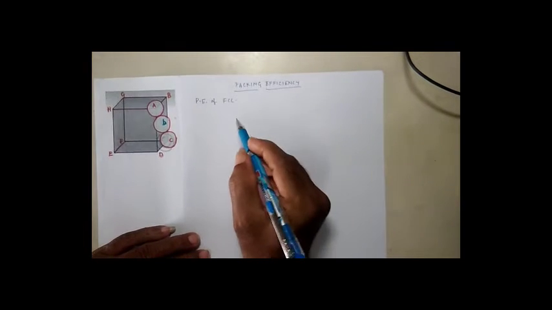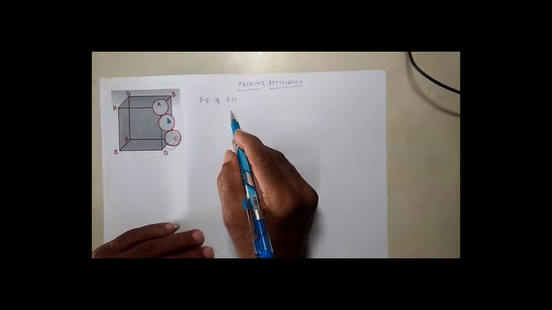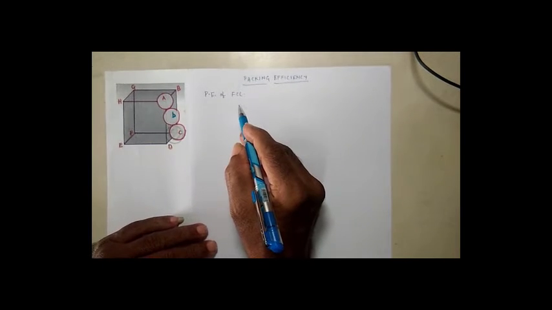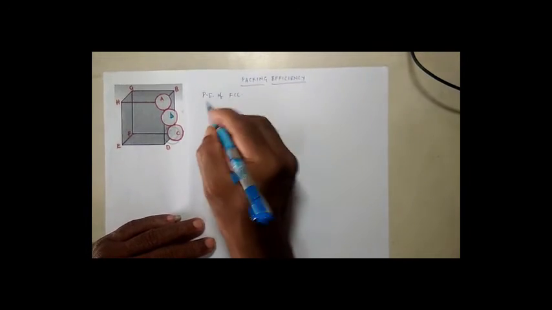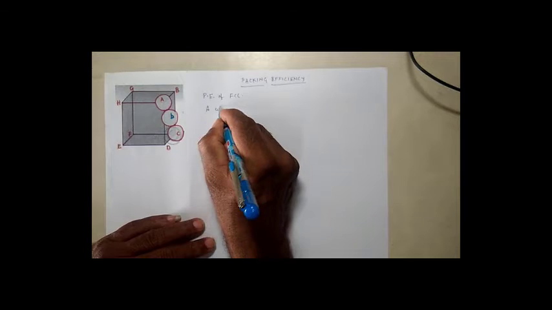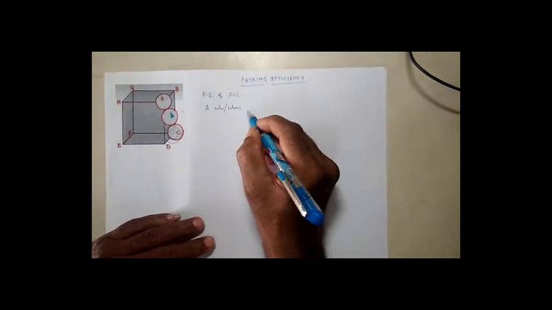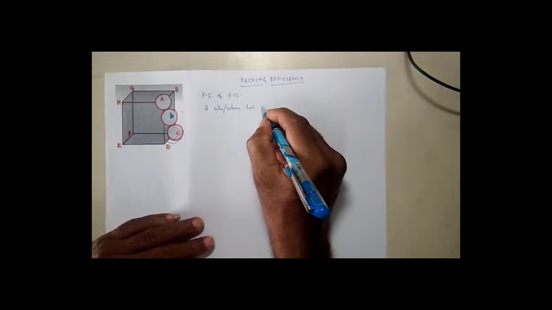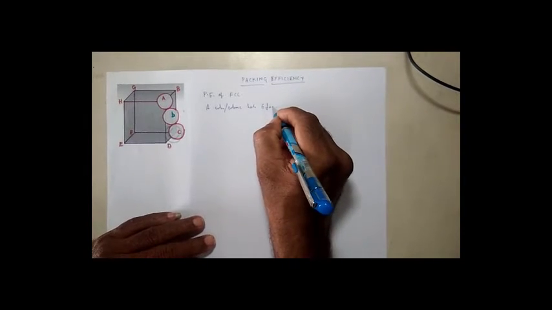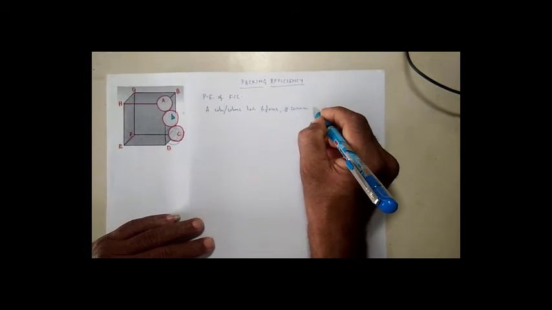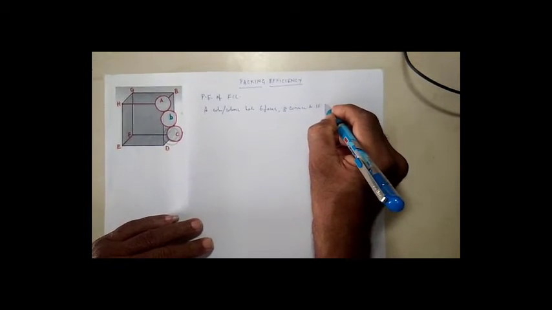Packing efficiency. Now let us discuss the packing efficiency of FCC, the face-centered cubic cell. A cube or a cuboid or any regular geometrical figure has 6 faces, 8 corners and 12 edges.